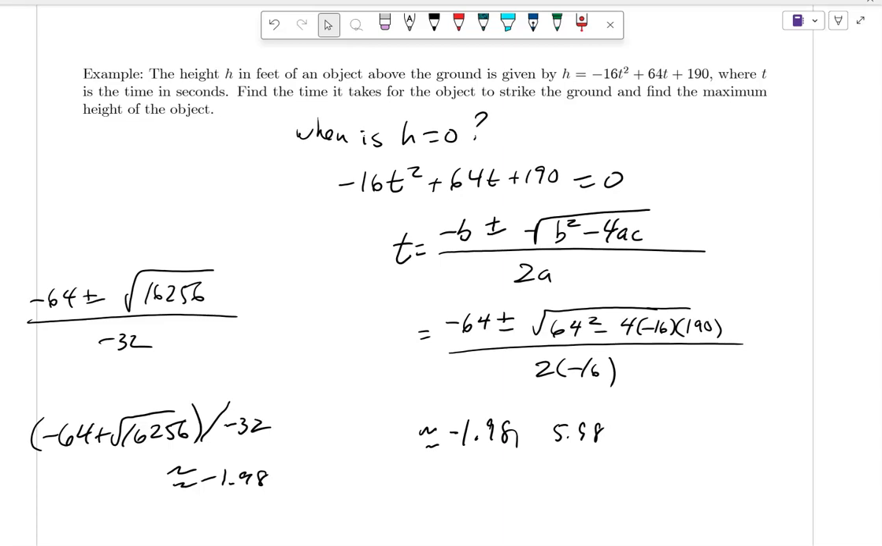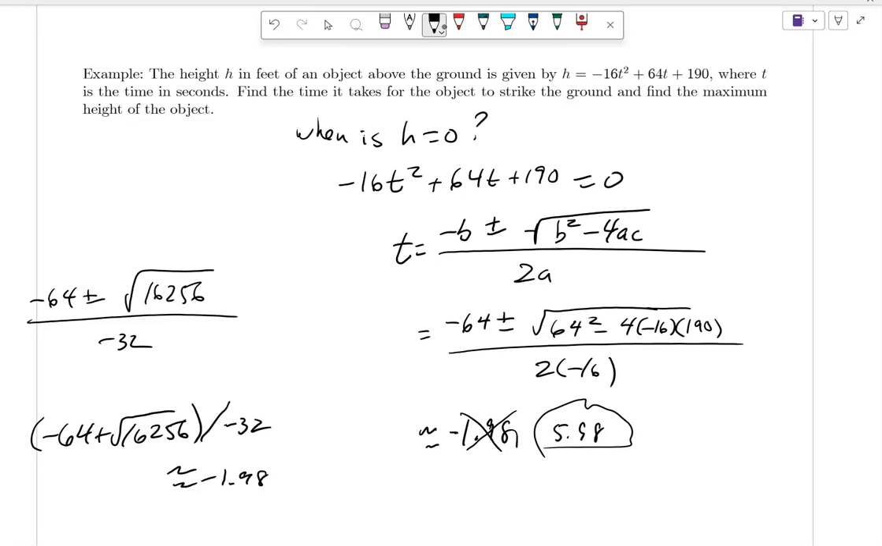Yeah, that many seconds ago, right? That would mean the object went back in time. Did the object go back in time? You didn't throw it at the speed of light, so it didn't go back in time. So this one doesn't make any sense. It's this one that we're interested in. Okay, that's finding x-intercepts.